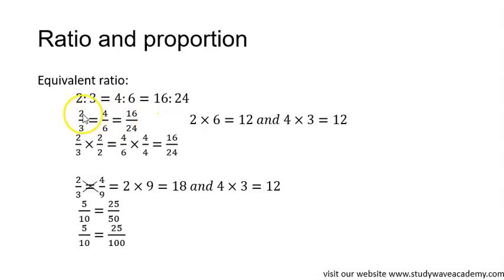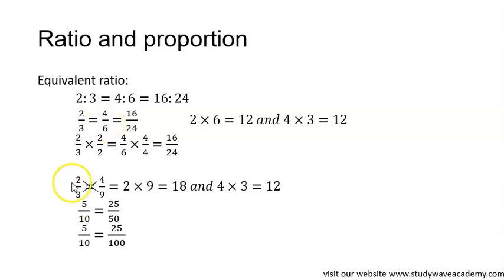Now, if we cross multiply this, 2 over 3, which is also 2:3, equals 4/6. If we cross multiply this, 6 times 2 is going to give you 12, and also 4 times 3 is going to give you 12. So you can see that this ratio is still the same as this, right? So it's proportional to this. This ratio is proportional to this, okay?